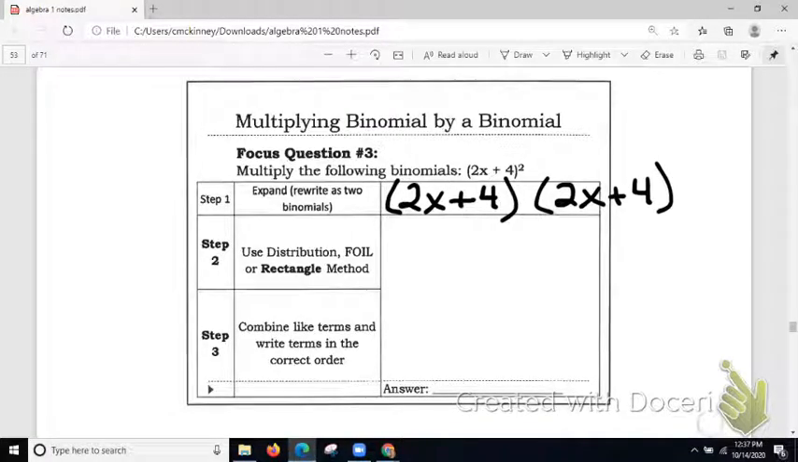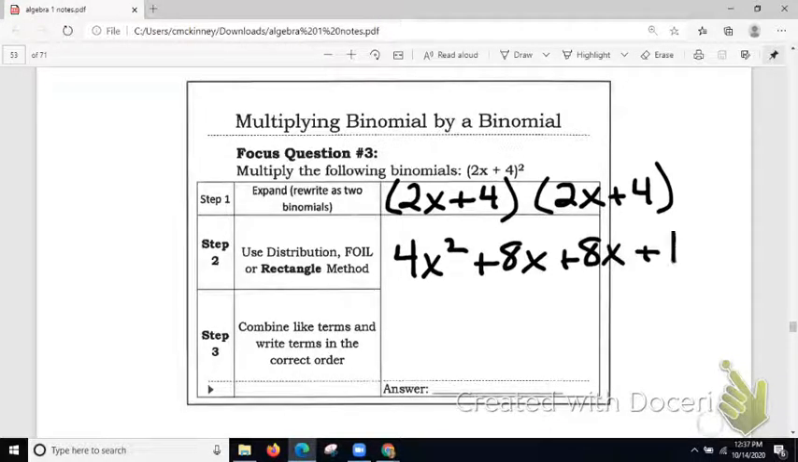So 2x plus 4 squared, the quantity squared. So it may not seem important, but it is important to rewrite this. So I'm going to rewrite that, and then I just do the same process I've been doing. So 2x times 2x, 2x times 4, 4 times 2x, 4 times 4. Combine my like terms in the middle.